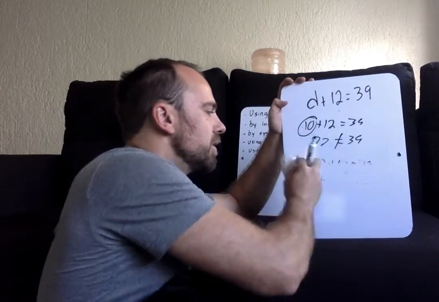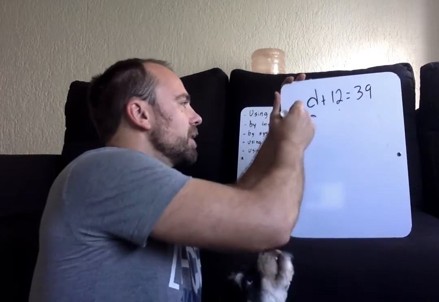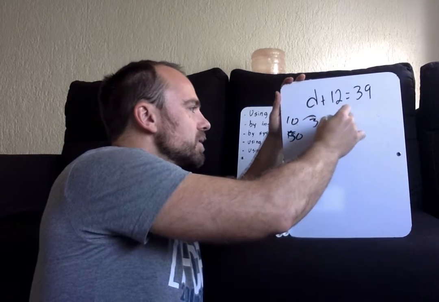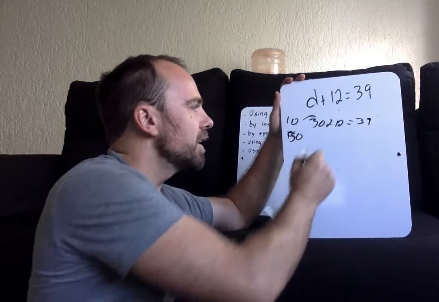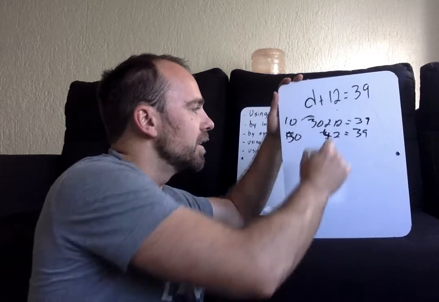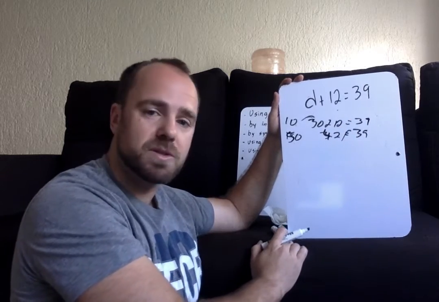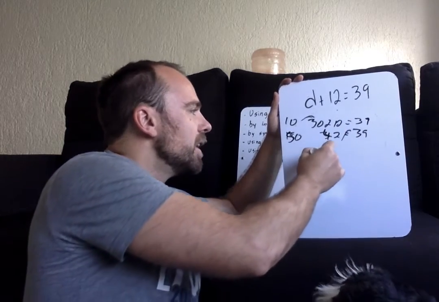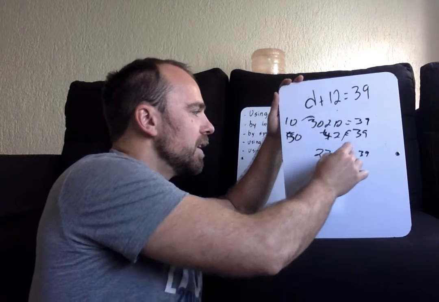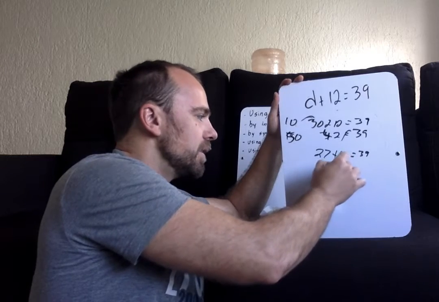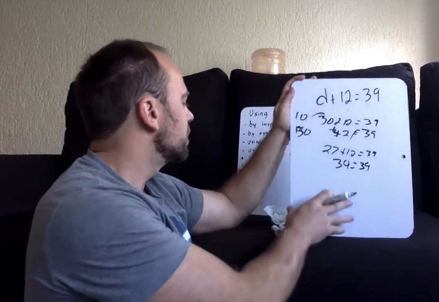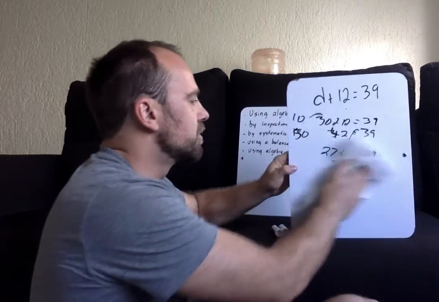So let's go to 30. I've got to be in between 10 and 50. So let's try 30 plus 12 equals 39. That gives me 42 equals 39, but that does not equal. So I'm close. Okay, I can keep going. Eventually I'm going to get to 27 plus 12 equals 39, and then 39 equals 39. All right? So that is how we can do it by systematic trial.